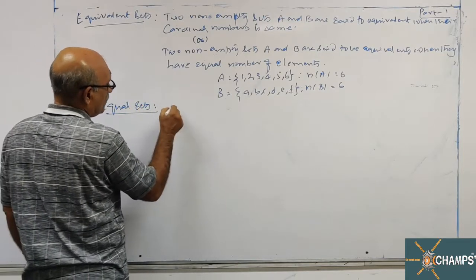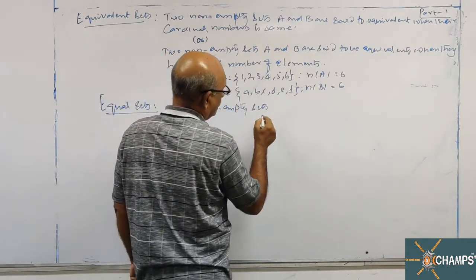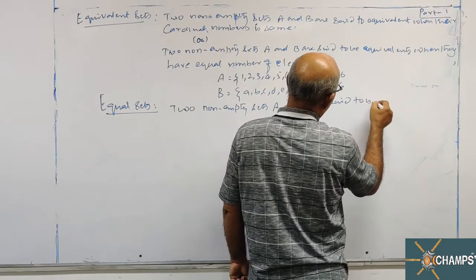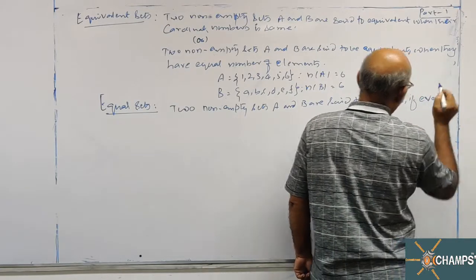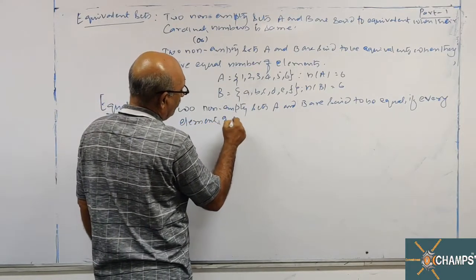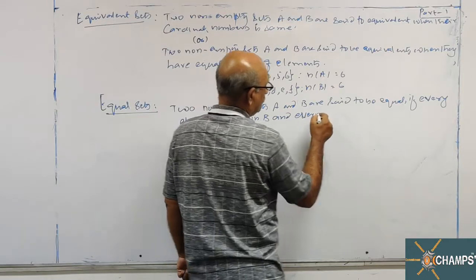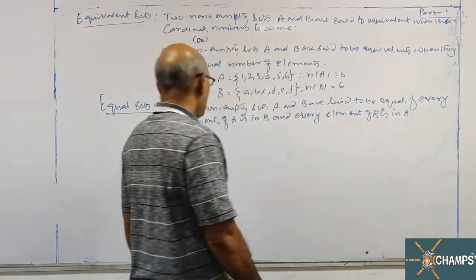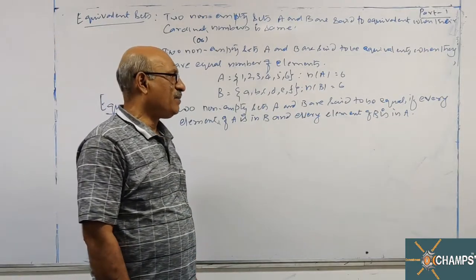Next, equal sets. Two non-empty sets A and B are said to be equal if every element of A is in B and every element of B is in A.